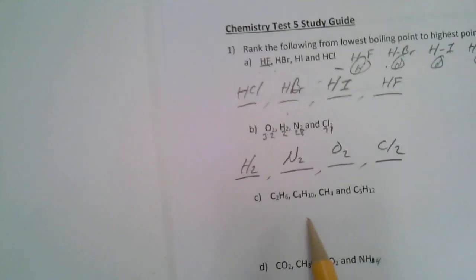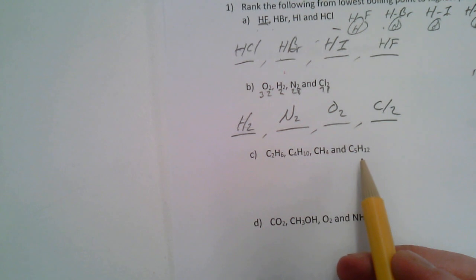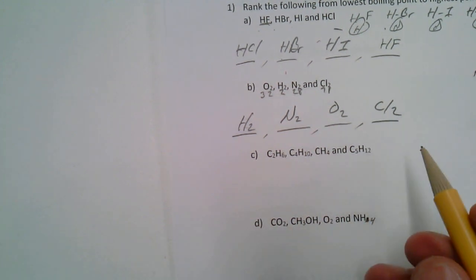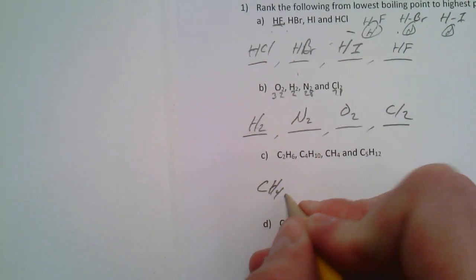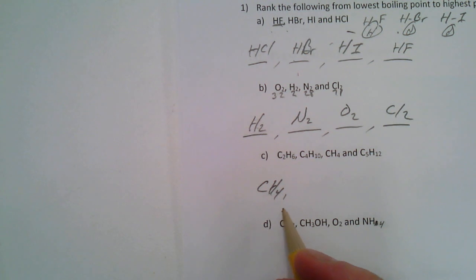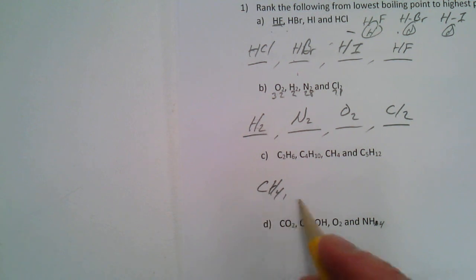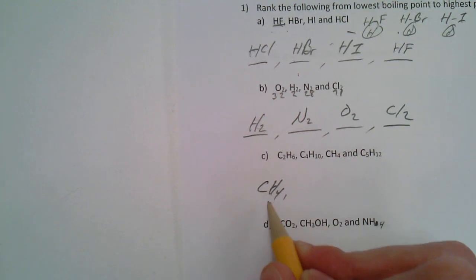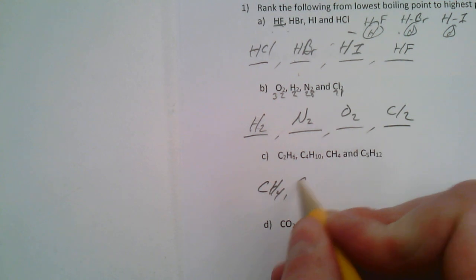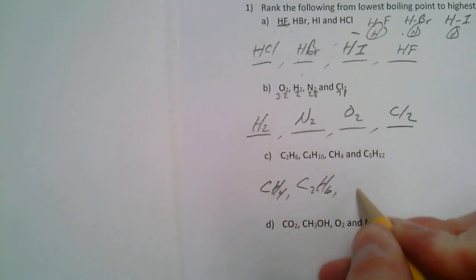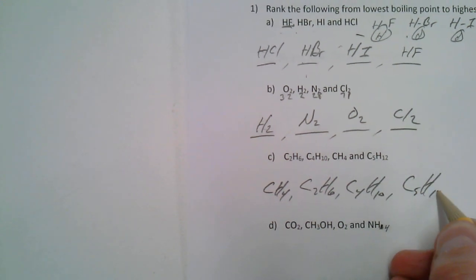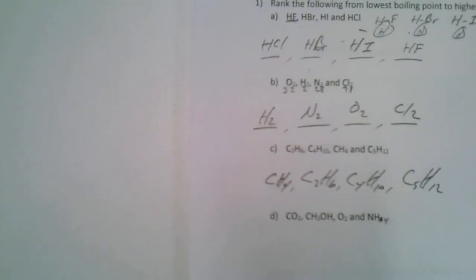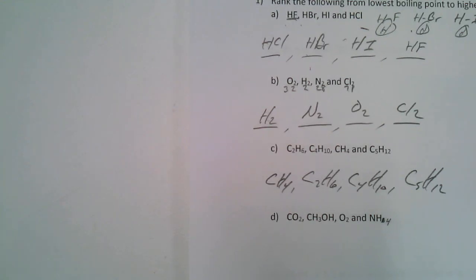Same exact thing for this. Hydrocarbons, like this, are always only London, like we've talked about in class, so it's just smallest to biggest. So CH4 is the weakest, which is methane. We've seen that in class. That's the gas that comes out of your stove or out of the pipes in the chem lab. It's a gas. It has very low intermolecular forces, so it has the lowest boiling point. And then just do it in order of size: C2H6, C4H10, and C5H12.